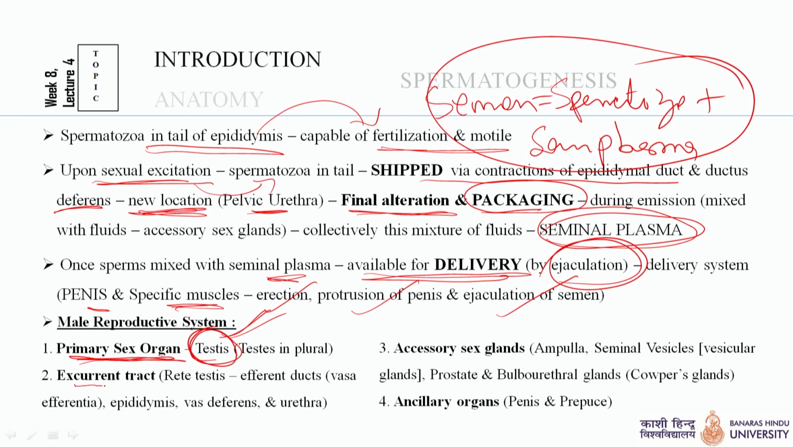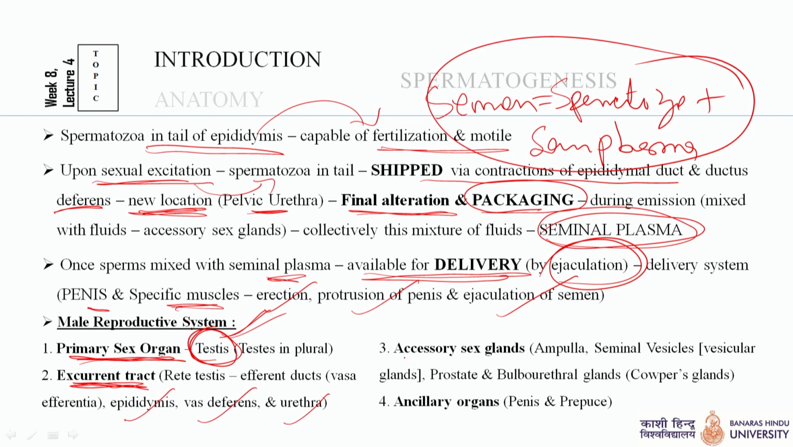Then the next is the excurrent tract. This excurrent tract is made up of rete testis, which is continued with the efferent ducts, also called vasa efferentia, and epididymis, then vas deferens, and then urethra. All these structures are called the excurrent tract. So from the testis, it will continue as rete testis. From rete testis, it will continue as efferent ducts or vasa efferentia. Then it will reach the epididymis, the three parts. Then epididymis to vas deferens, and then ultimately it reaches the urethra.